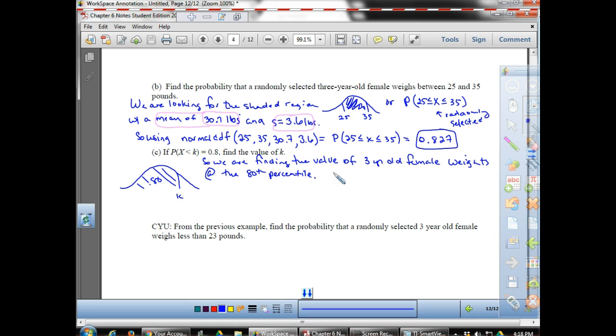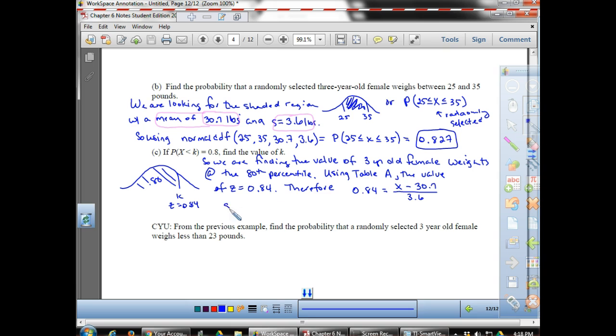Okay, so using table A or inverse norm, I'm going to show you with table A. So using table A, the value of Z is equal to 0.84. So essentially we're getting a Z here using the table, 0.84. That's a Z that goes with that. Therefore, our Z of 0.84 is equal to our X, which we're looking for, minus our mean, which is 30.7, divided by our standard deviation of 3.6.